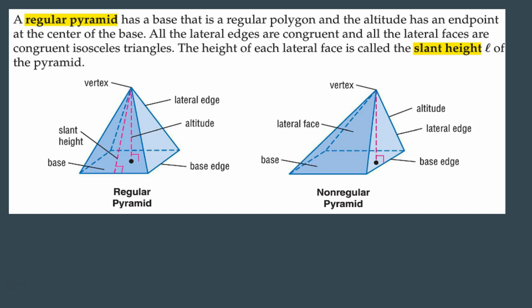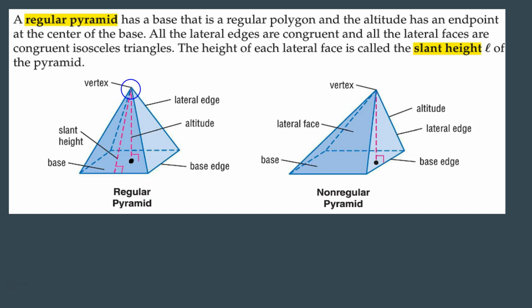A regular pyramid has a base that is a regular polygon, and the altitude has an endpoint at the center of the base. So here you see that's where the center of the base is. All the lateral edges are congruent and the lateral faces are congruent isosceles triangles. The height of each lateral face is called a slant height, which is known as L of the pyramid.